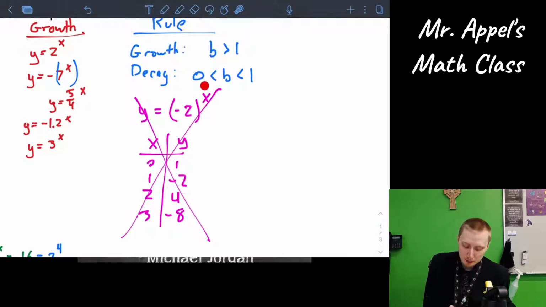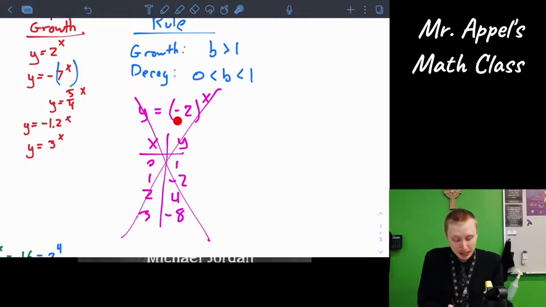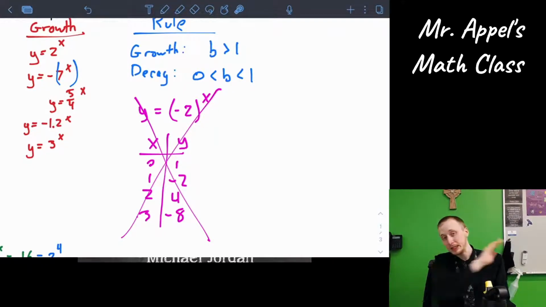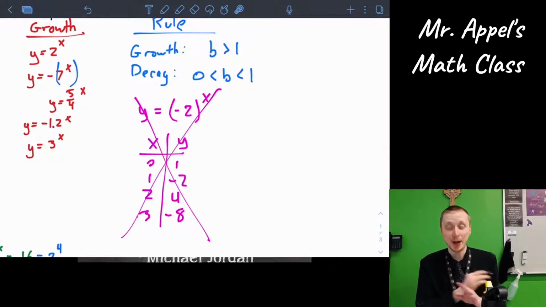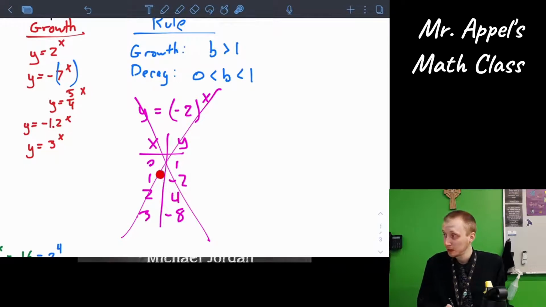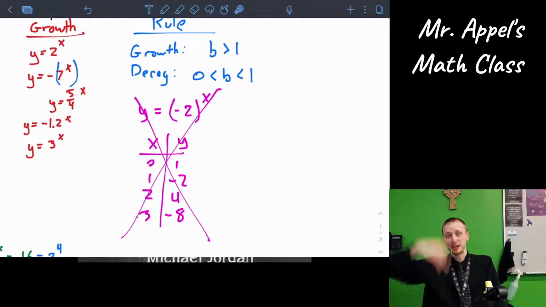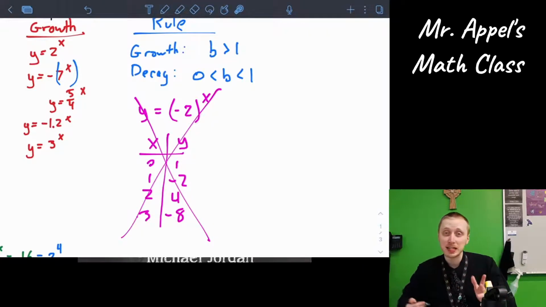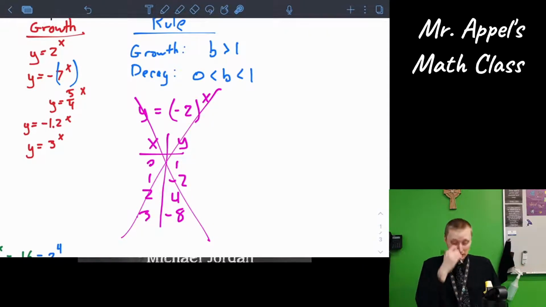Please notice that the base must still be greater than 0. A negative number to an exponent is not an exponential function. B cannot be negative at all, because then you get this flippy-floppy thing. Look what happens, right? Anything to the 0 power is positive 1, and then negative 2 is just negative 2, but negative 2 squared is now positive 4. Multiply by negative 2 again, you get back to negative 8, and so it does this flip up and down. Put it into Desmos, see what it looks like. It is pretty cool, but it is not a well-behaving function whatsoever.